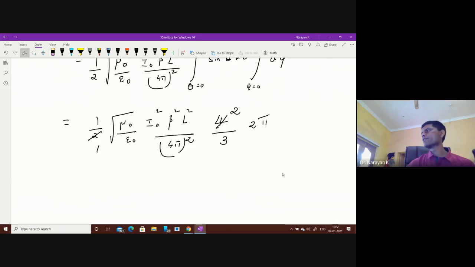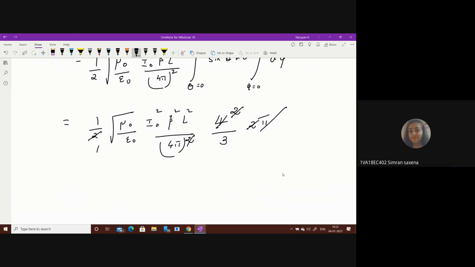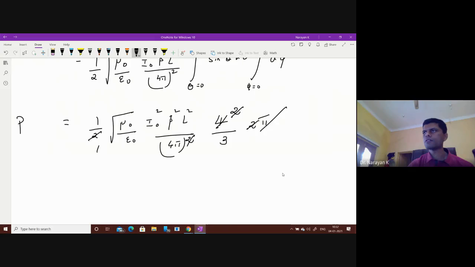Correct. Then 2 into 2, this is 4. 1 4 will get cancelled here. So this square part will get cancelled with this and this. Agreed? This will be our power radiated.